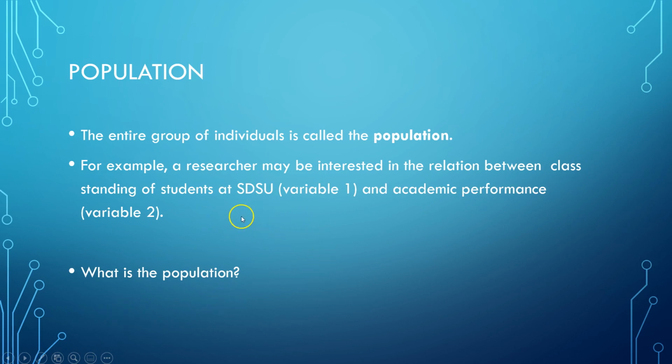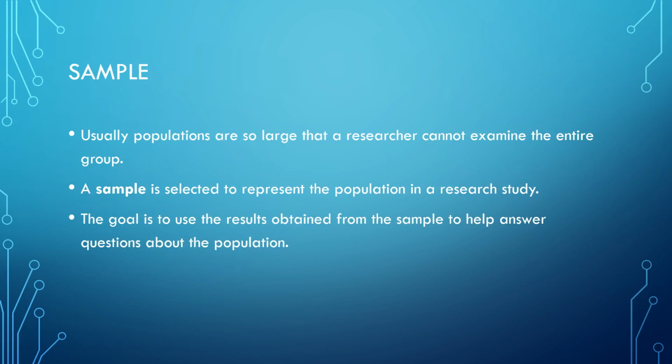Well, the population would be every student at San Diego State, every single student, ones who only take one class, graduate students, engineering students, psychology students, every student at San Diego State, that is the population. Now, usually populations are so large that a researcher can't examine the entire group. So even trying to get information from every student at San Diego State would be pretty tricky.